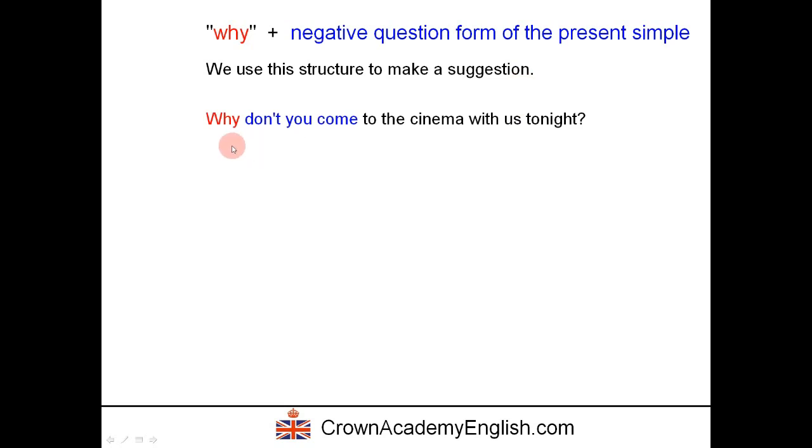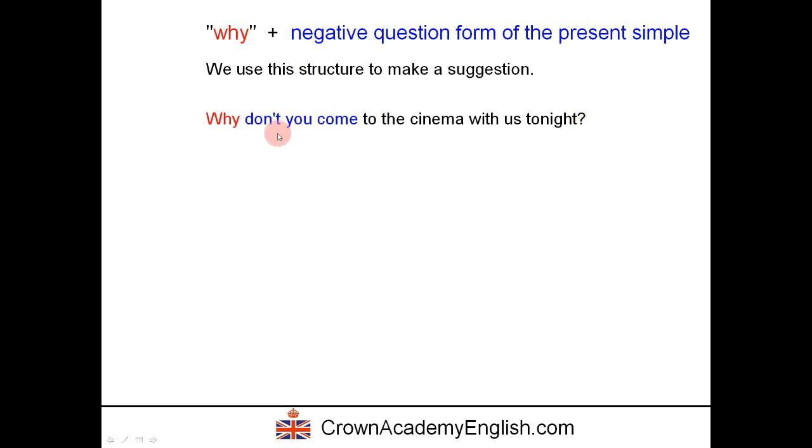So here is an example. Why don't you come to the cinema with us tonight? So it's a question, but we're not asking for an explanation. We are not asking for a reason for something. No, we are making a suggestion. We are giving an invitation, in fact. Why don't you come to the cinema with us tonight?